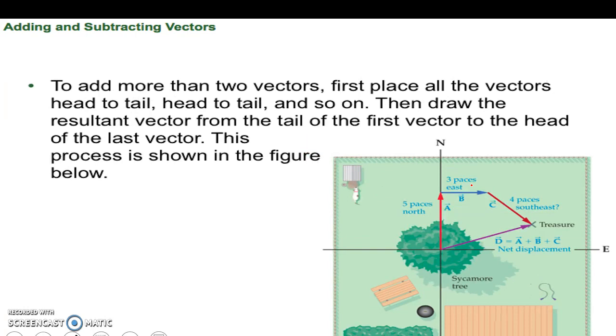To add 2 or more vectors, you just keep adding them. So we go here, and then we add this one. And then we just draw a straight line from the beginning to the end, and that is going to be our resultant. Again, graphically doing vectors is okay as long as you're careful with your angles and everything like that.